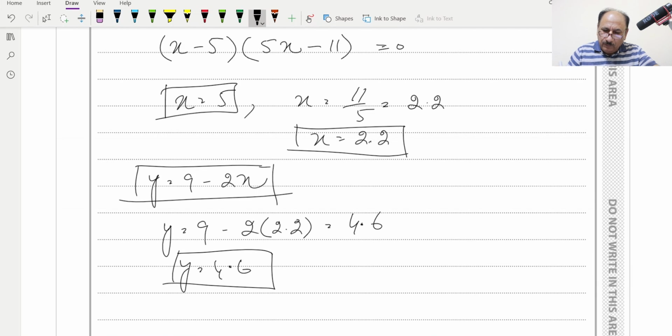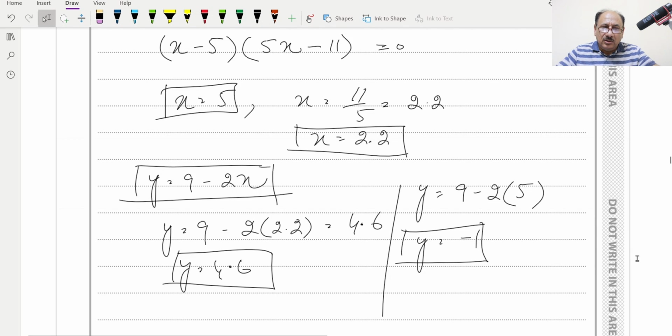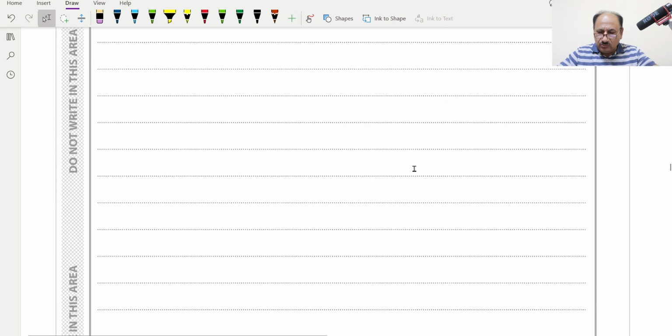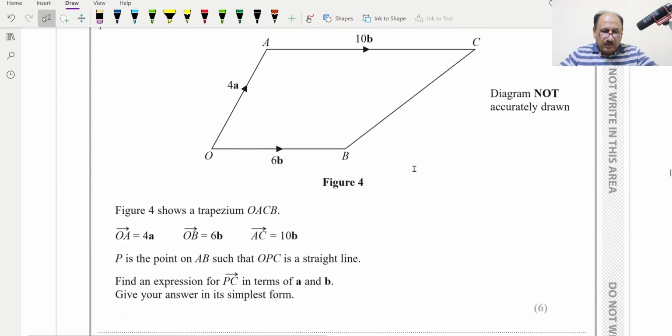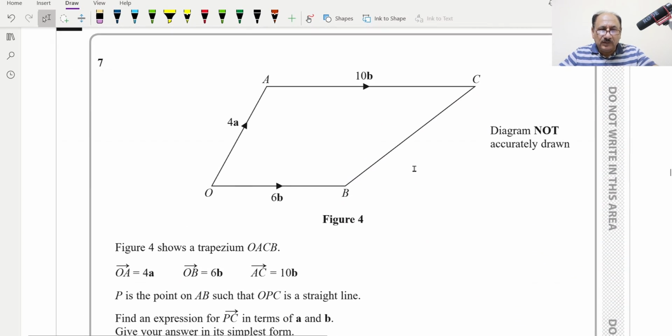This will be the value, and for the second value we can rewrite y is equal to 9 minus 2 into the second value. Basically we replace 5, so y is equal to 9 minus 10, so this will be minus 1, so y is equal to minus 1. So this simultaneous equation we solved, and now we can go through question number 7.